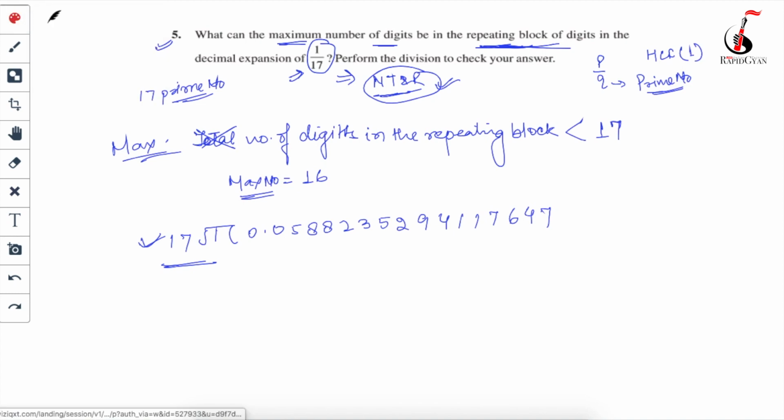So let's count these digits. 1, 2, 3, 4, 5, 6, 7, 8, 9, 10, 11, 12, 13, 14, 15, 16. So your maximum number is 16. It cannot have more than 16 because the total count of the digits will always be less than your divisor. So that's your answer. Okay, beta, let's go to the next question.